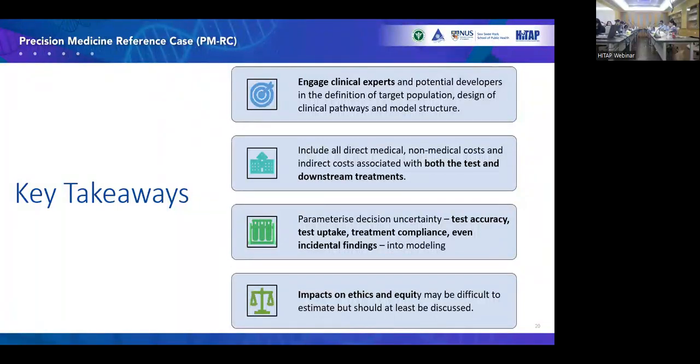And for the cost, we will need to try our best to identify all the direct medical, non-medical costs, and indirect costs associated with both the test and the treatment. And it will be important to integrate decision uncertainty into this analysis and to perform sensitivity analysis on them, including accuracy of the test, uptake of the test, compliance with the treatment, and even incidental findings. And the impacts of ethics and equity should always be borne in mind when you are designing the clinical protocols and in your discussion when you report the results.